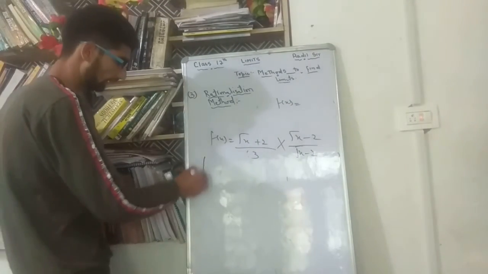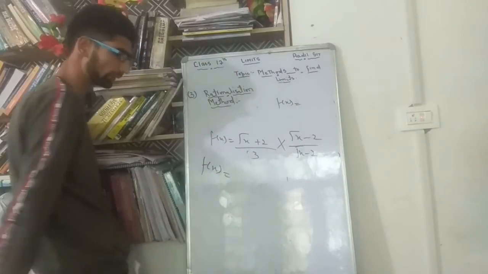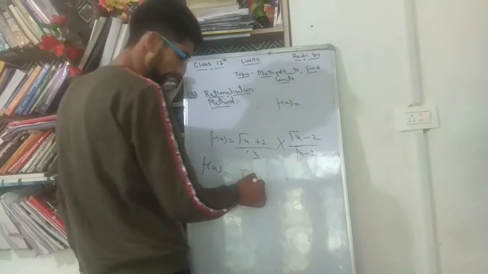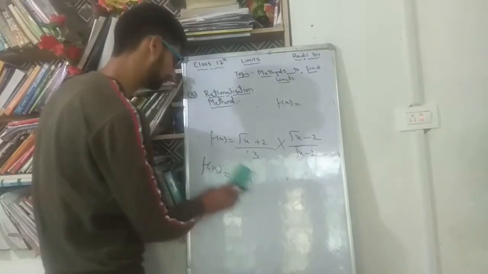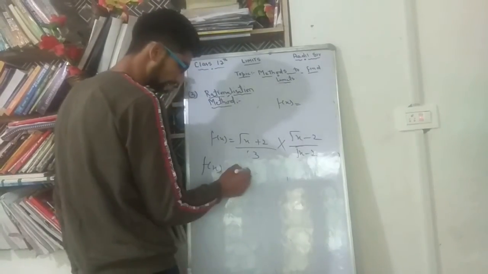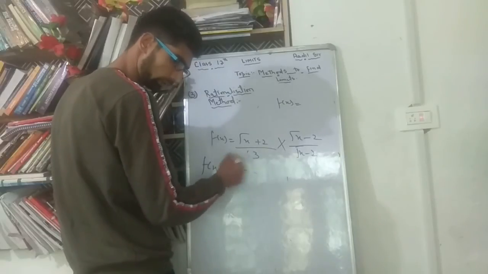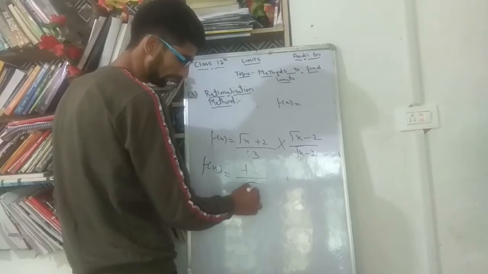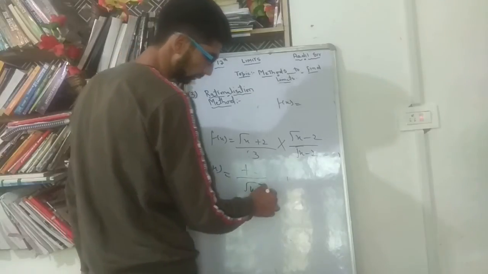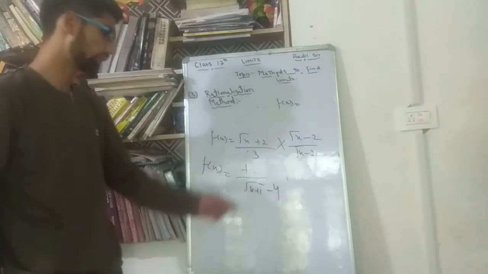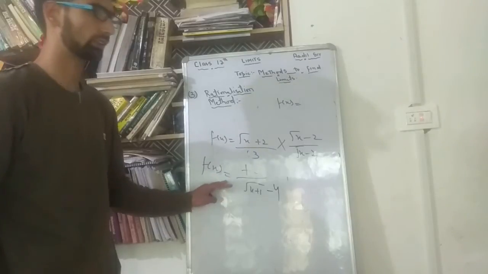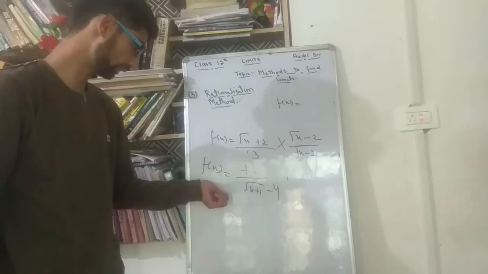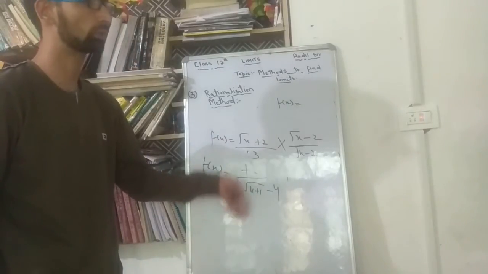If we have now f of x equal to, for example, 1 divided by under root of x plus 1 minus 4. So I have to rationalize this. Which one can I rationalize? Is it possible for me to rationalize the numerator or not?